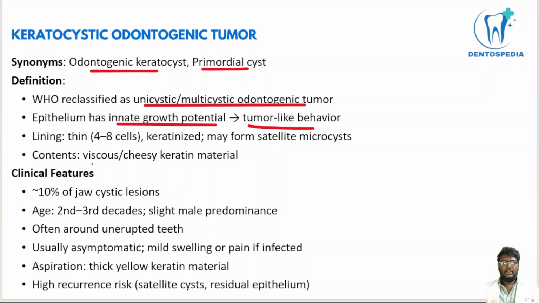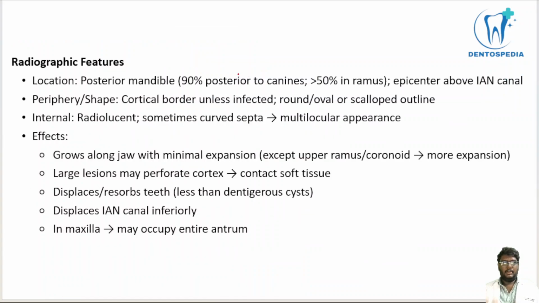The contents of the cyst are viscous and cheesy keratin material, and it has a high recurrence rate due to the presence of satellite cysts and residual epithelium. Coming to the radiographic features, its main location is in the posterior mandibular region. It has cortical borders unless it is secondarily infected.